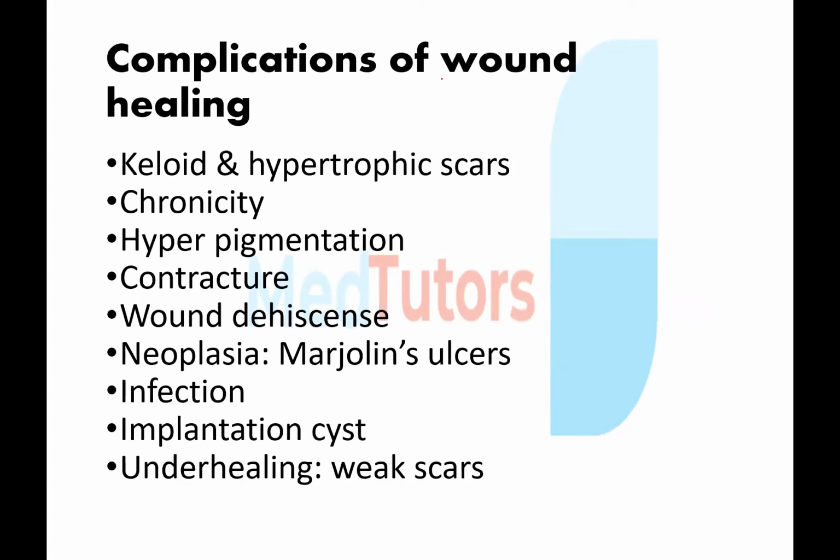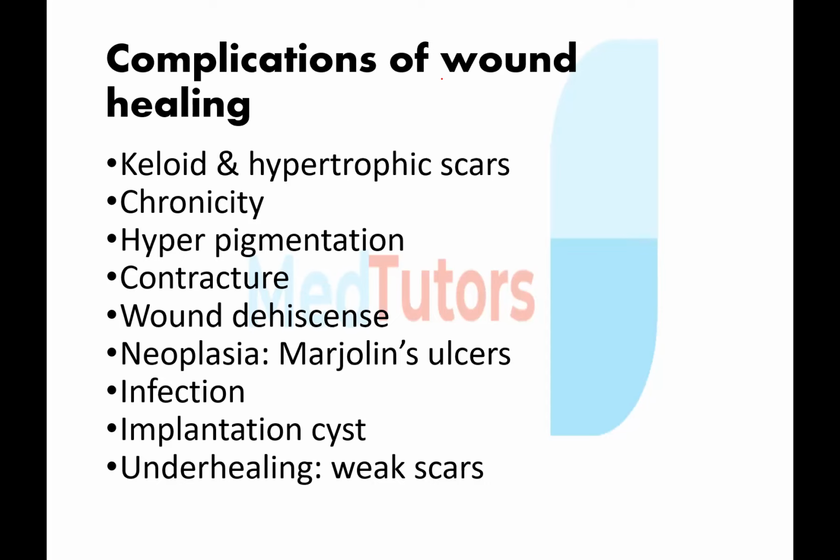What are the complications of wound healing? The complications of wound healing include keloid and hypertrophic scar formation. Keloids are seen in those patients who are predisposed. They have a genetic predisposition to keloids. They are abnormal scar formation. You have excessive collagen deposition, and the scar grows above the wound and beyond the edge of the wound. So keloid is an abnormality or a complication of wound healing. A hypertrophic scar does not grow beyond the wound edges.